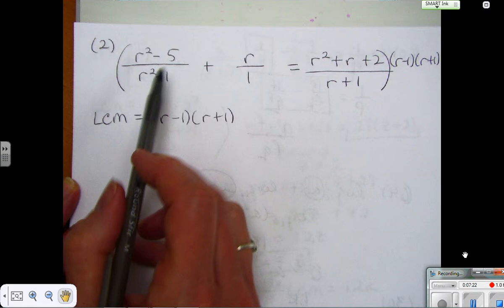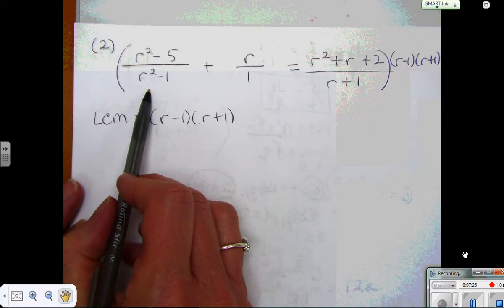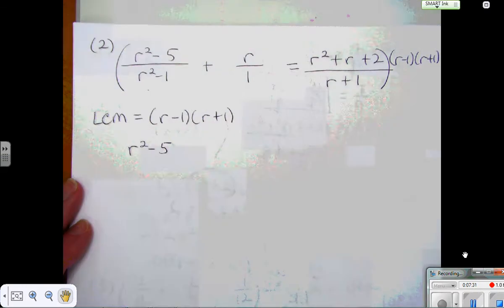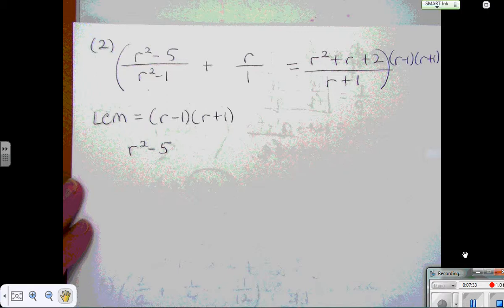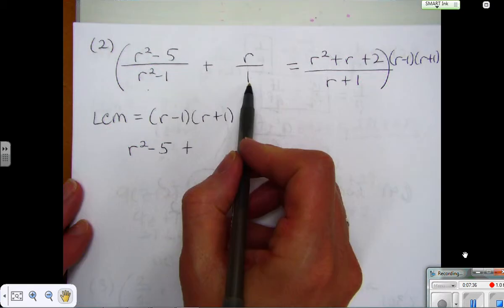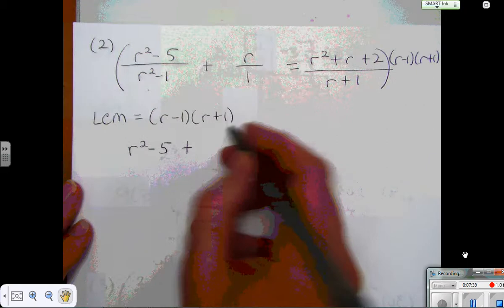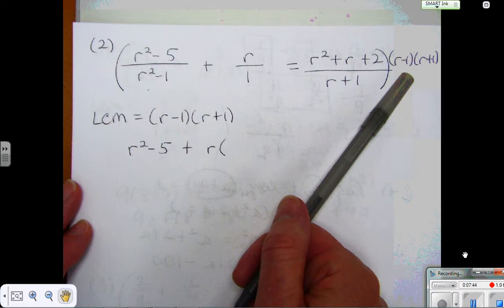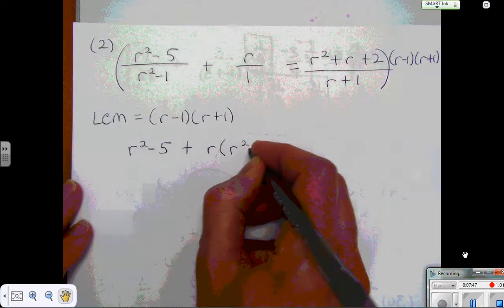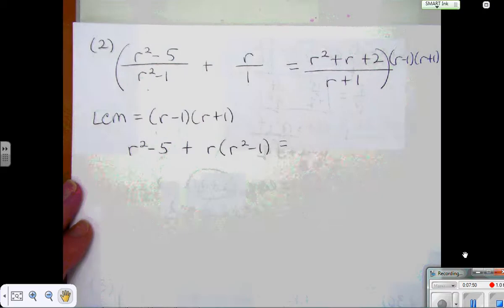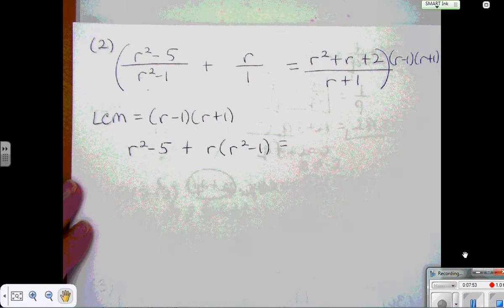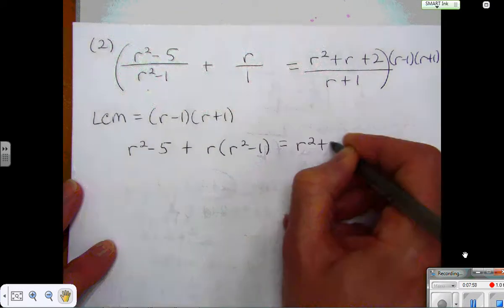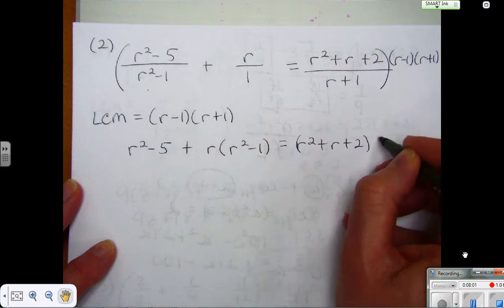So my first fraction, the denominator reduces out completely. And all I have left is R squared minus 5 from that first fraction. In this middle fraction, R over 1, nothing reduces out. So I'm going to have R times, and I'm going to go ahead and make that a difference of 2 squares instead of writing the 2 binomials. So that'd be R squared minus 1. And then your last fraction, the R plus 1s are going to reduce out. So I'm left with R squared plus R plus 2 in parentheses times R minus 1.